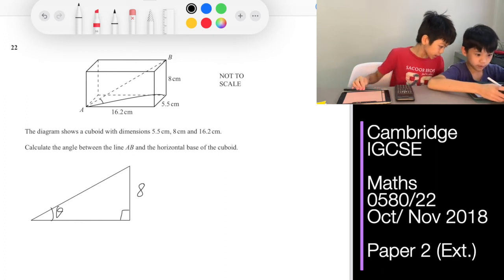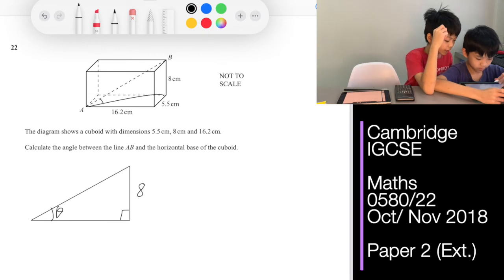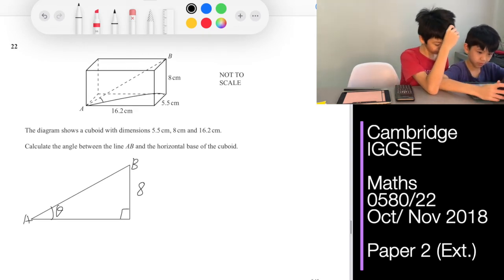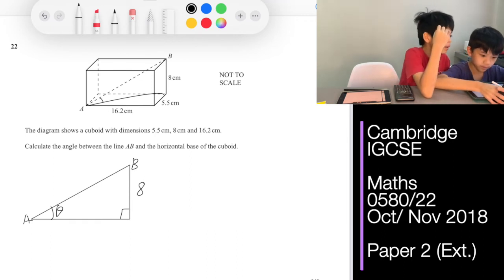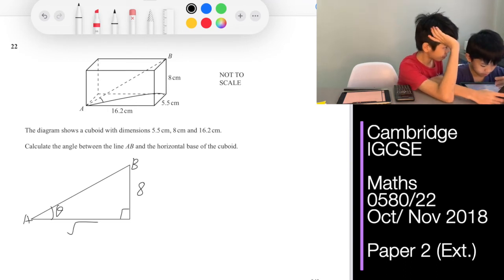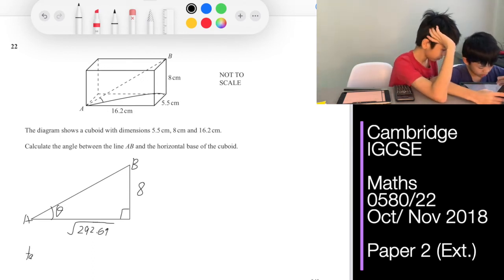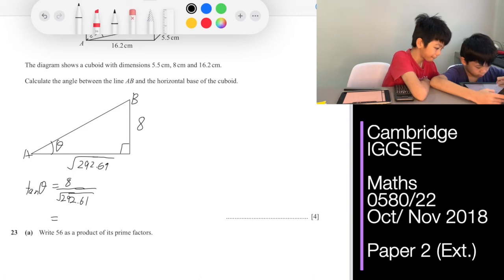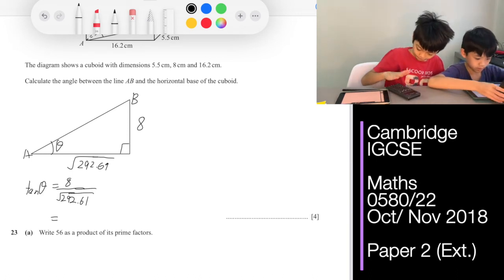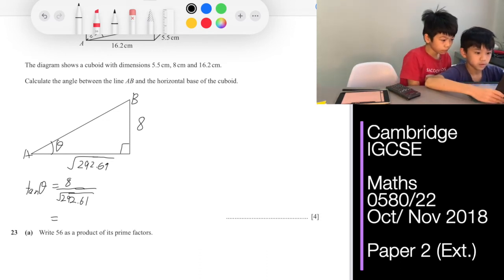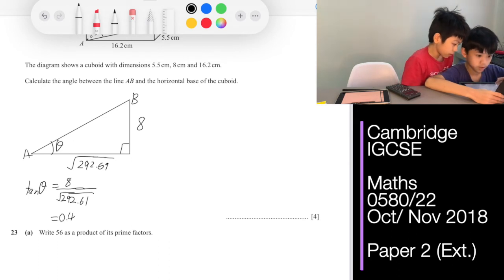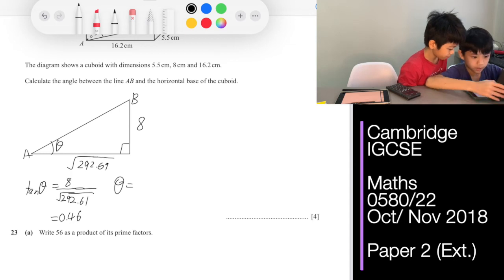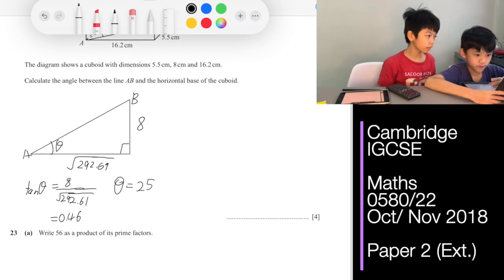So, sub 16 point. A, B, and then that's up. And then here is third 292.69. So tangent theta equals 8 over 292.61, which is equal to 8 over 292.61. Tangent theta is 0.46, and then theta would be arctangent of that, which is 25.1.